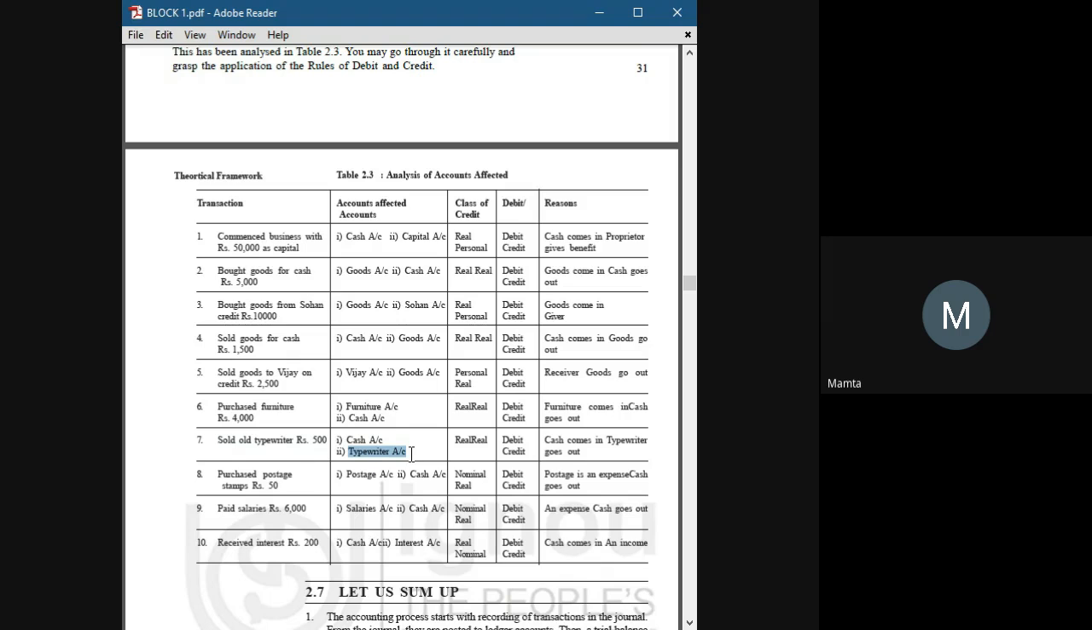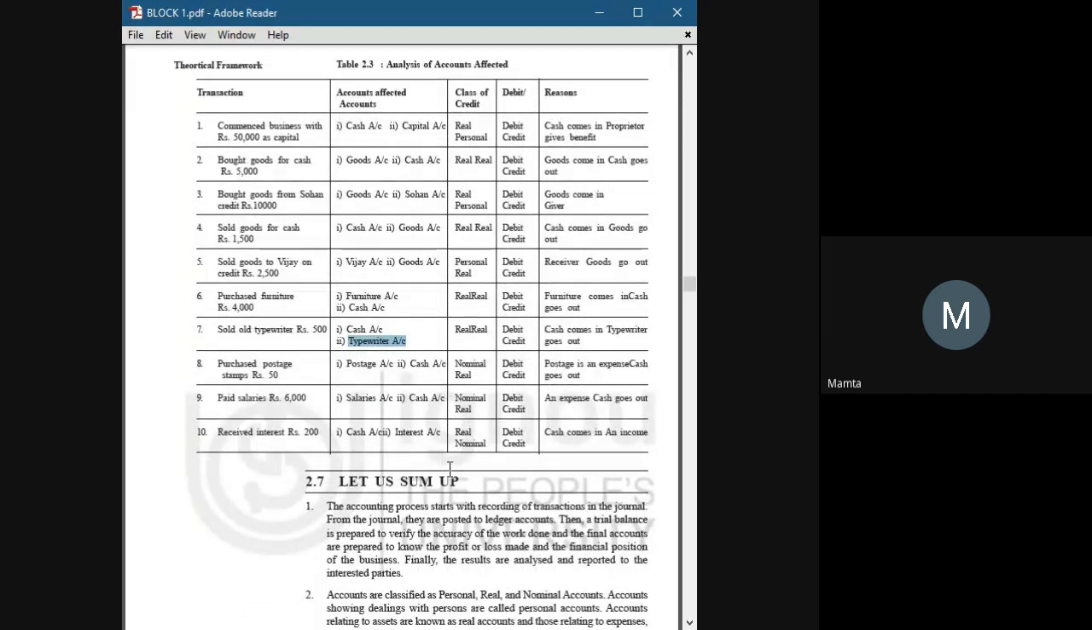Like land and building account is different, machinery account different, typewriter account different, furniture account is separate. So all of these are assets and are related to real account. So both the accounts are part of real account. The entry will be cash account debit to typewriter account because this is what comes in and this is what goes out. Cash comes into the business and typewriter goes from the business.